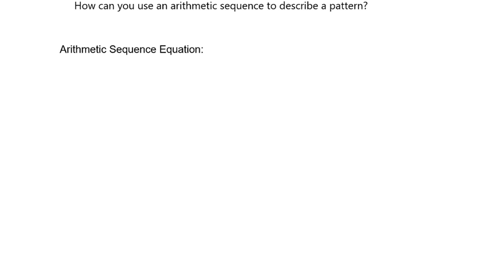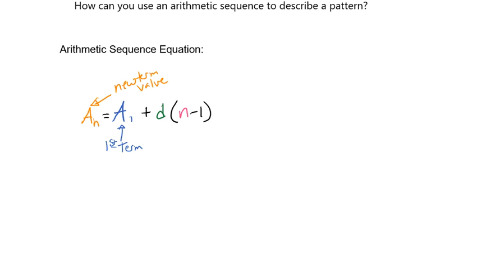In this video, we're going to be talking about how you can use arithmetic sequences to describe a pattern. As a quick refresher, the arithmetic sequence equation is a sub n equals a sub 1 plus d times n minus 1, where a sub n is the new term value, a sub 1 is the first term of the sequence, d is the common difference to get from term to term to term, and n is which term you're on, like the 4th term or 10th term or 25th term, something like that.